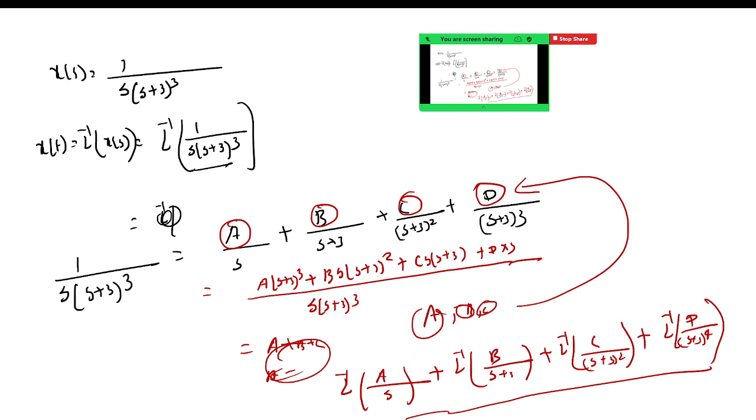So the best way is to see the function and try to understand the roots of the denominator of the function. If the roots are real, they should be negative. And if the roots are imaginary, you have to understand that the real part of the imaginary roots would be negative. If it is negative, then definitely we can use the final value theorem. With the help of the final value theorem, we can calculate the value of the function at t equals infinity, and we can understand whether the function is stable or not, right? Any doubt?